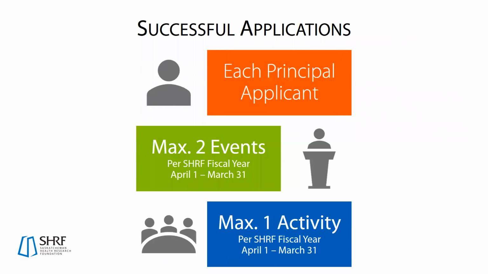So yes, you can apply for one activity from April to March, but you can apply for two events. That being said, there are also restrictions: you can have events connected to the activity, but only one event connected to the research activity can be funded by SHRF, if that makes sense. What we're trying to do is make sure that not all of the funding is going to one group, and that it's evenly distributed.